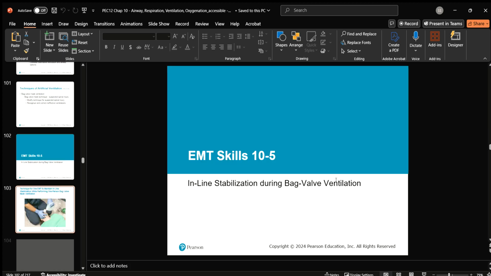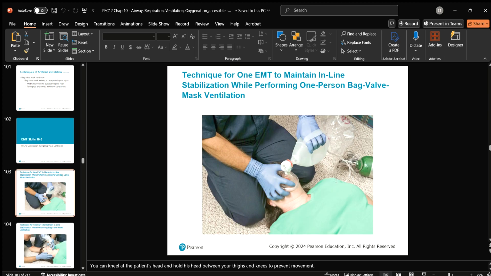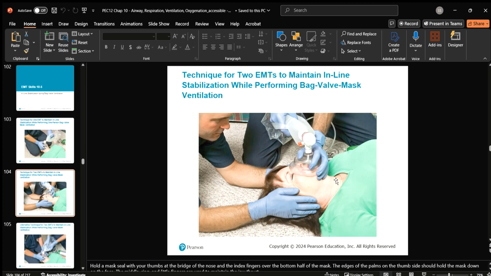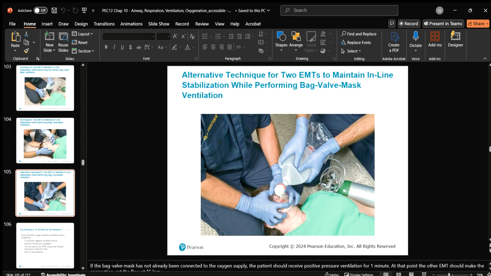Inline stabilization during bag valve mask. This is the person there at the head. They're using the EC technique and ventilating. Here's somebody stabilizing the C-spine while the other person is ventilating. And here we have a two-person rescuer.